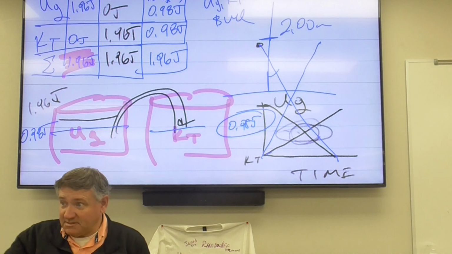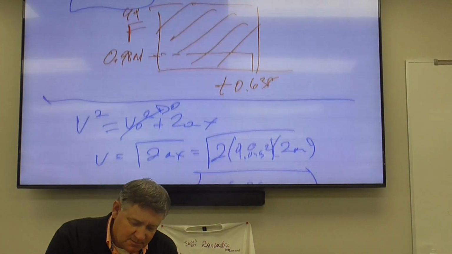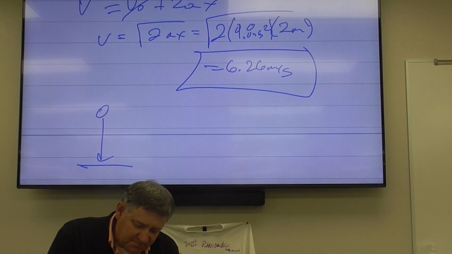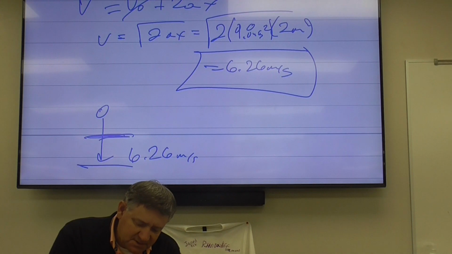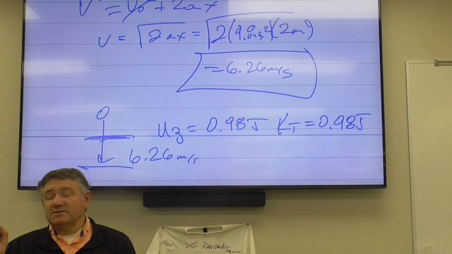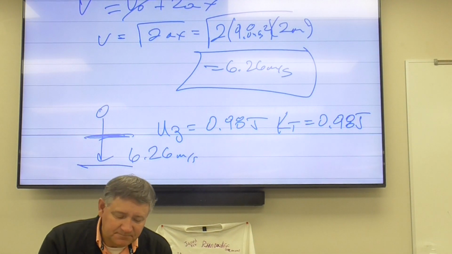6.26. 6.26, right? We did this. So when it lands, the tennis ball is going to be traveling at 6.26 meters per second. At the 1 meter mark, we said the gravitational potential energy was 0.98 joules, and the kinetic energy is 0.98 joules. 3.13 meters. So here's the question.